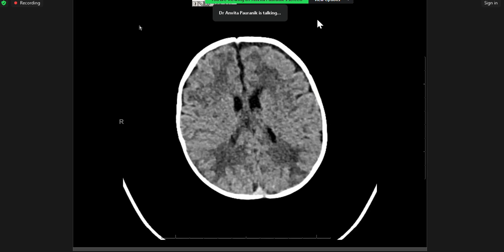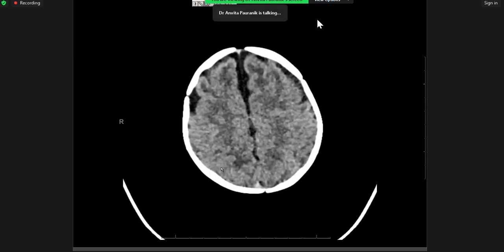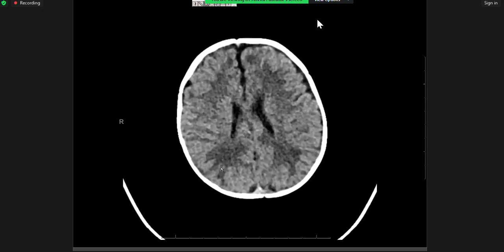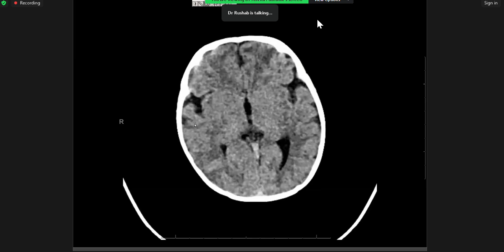So you have lots of options to choose from, Rishabh. Which way do you want to go, and what do you want to do next? To do CT venography to rule out dural sinus thrombosis. Okay, so you're worried. Okay.